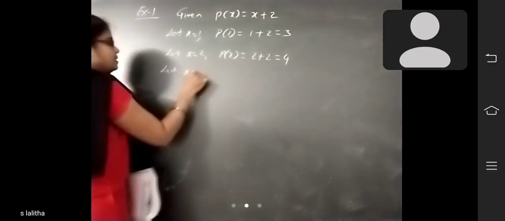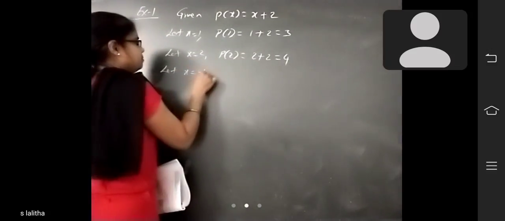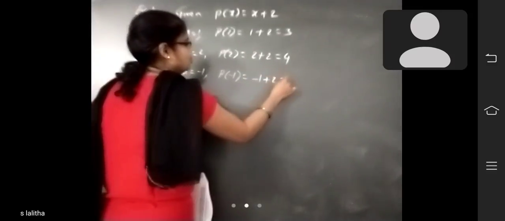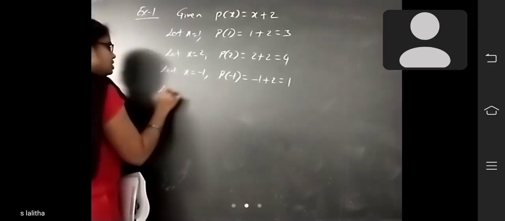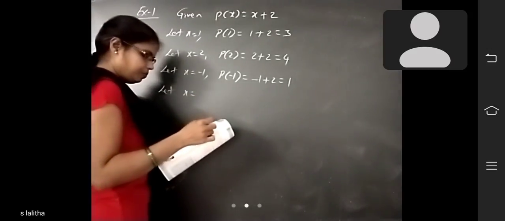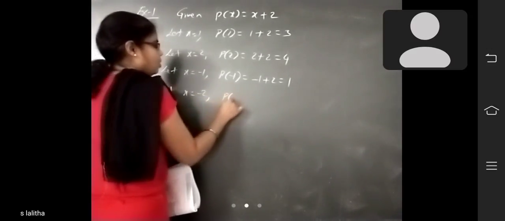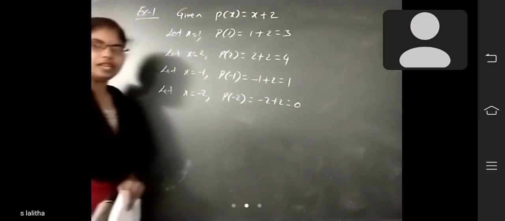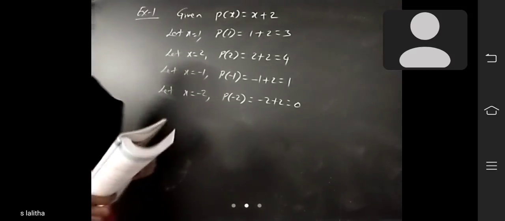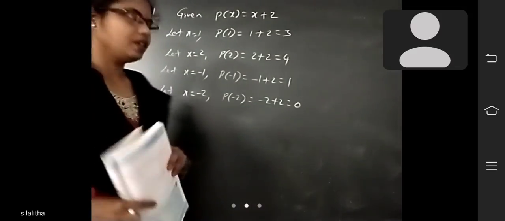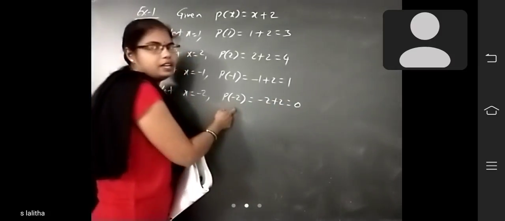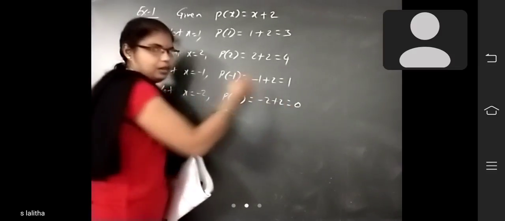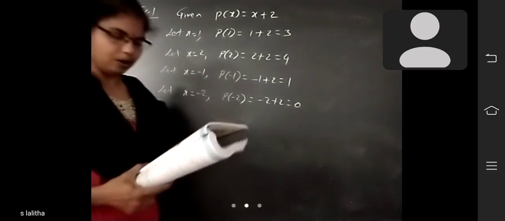Next, let x is equal to minus 1. So P of minus 1 is equal to minus 1 plus 2, 1. Let x equal to minus 2. P of minus 2 is equal to minus 2 plus 2 equal to how much? 0. So which one is the 0 of the polynomial now, children? Where we get 0? P of minus 2. Okay. So at x is equal to minus 2 we will get 0. So that is the 0 of the polynomial.